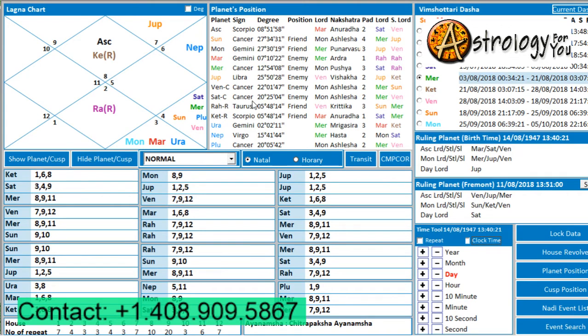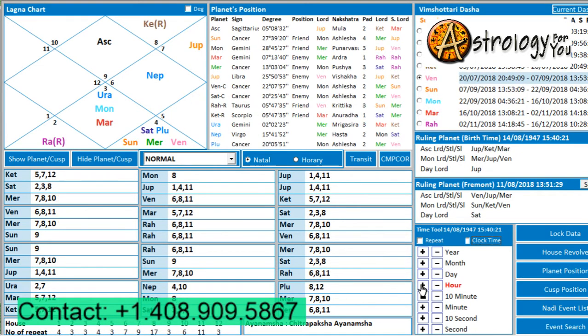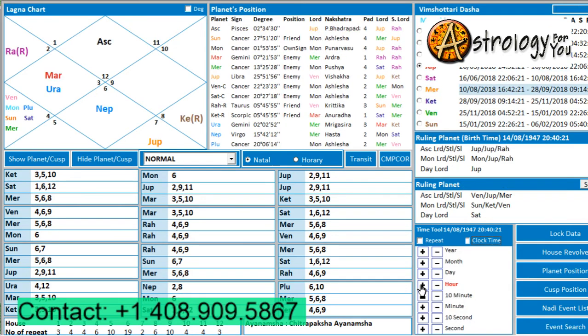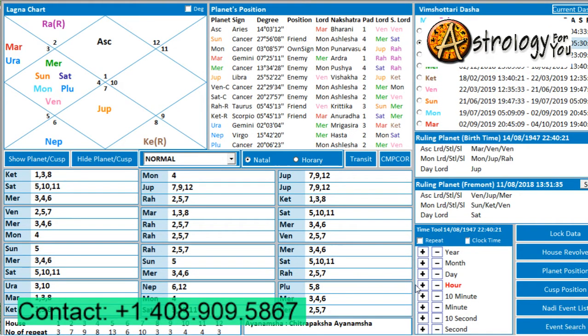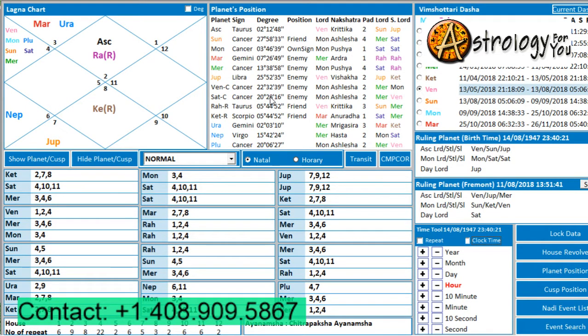So now we can go by the Moon, right? The Moon is the fastest planet, and we can also take the same degree position. So now we are within the days range, so it's no point in incrementing by day. We have to go by hour. Since we have 20 degrees 25 minutes, that means we have to move forward. 26 minutes, 27, 28. Okay, we have come to 28.